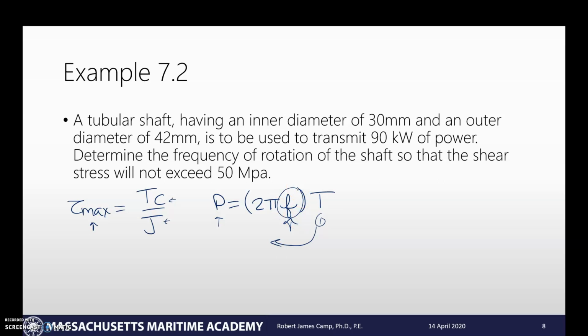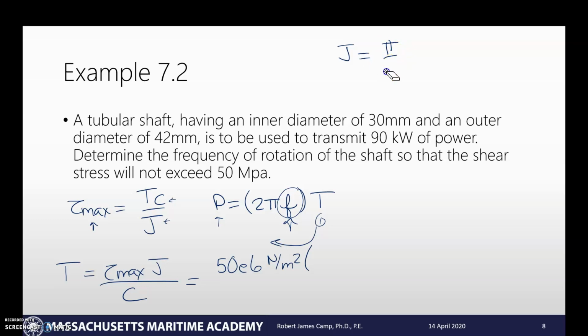So, T max is Tc over J. And I'm just going to rearrange that and say that my torque is going to be my T max times J over C. So our maximum shear stress available is 50 megapascals, 50 e to the 6 Newton per meter squared, times J. So J for a circular section is going to be pi over 2, radius to the 4th.